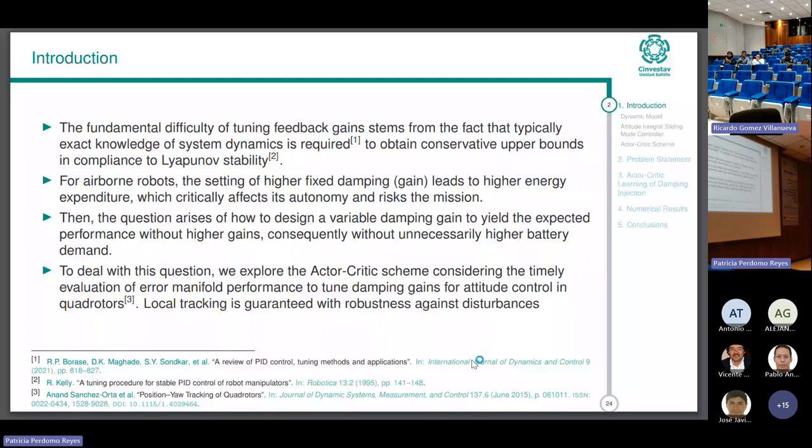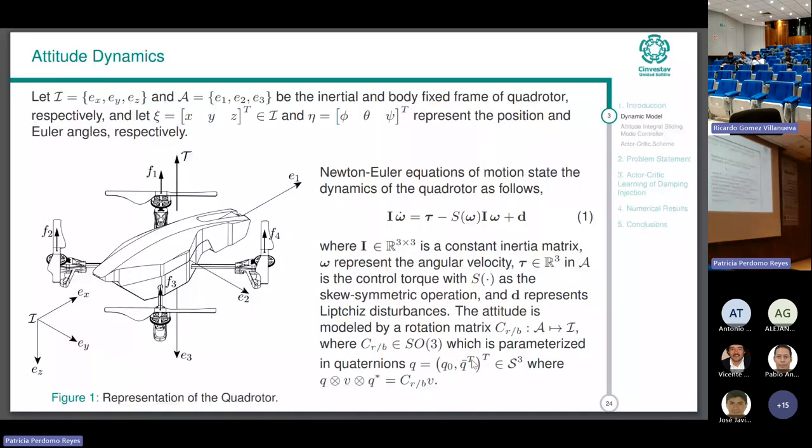For that reason, we ask whether, if we design a variable injection, or in particular a variable damping injection for the quadrotor, we can consider only the energy that is necessary to track a reference, for example. In particular, we explore an actor critic scheme in order to tune this feedback gain and apply it in attitude control in quadrotors. Finally, we apply this scheme to guarantee robustness to disturbances.